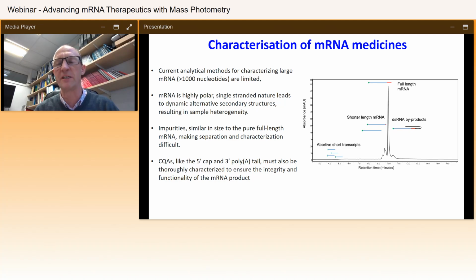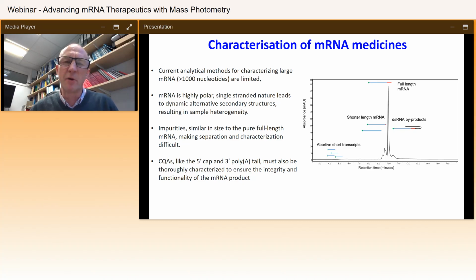So many of the impurities look very similar to the full-length mRNA molecule. And many of the abortive short transcripts are a lot smaller. And many of the impurities, such as double-stranded RNA, again, look very similar in nature. Very difficult to separate and analyze. And beyond these impurities, as we discussed before, we've got these critical quality attributes, things like the 5' cap and the 3' poly A tail, which also must be thoroughly characterized as part of any analytical procedure.